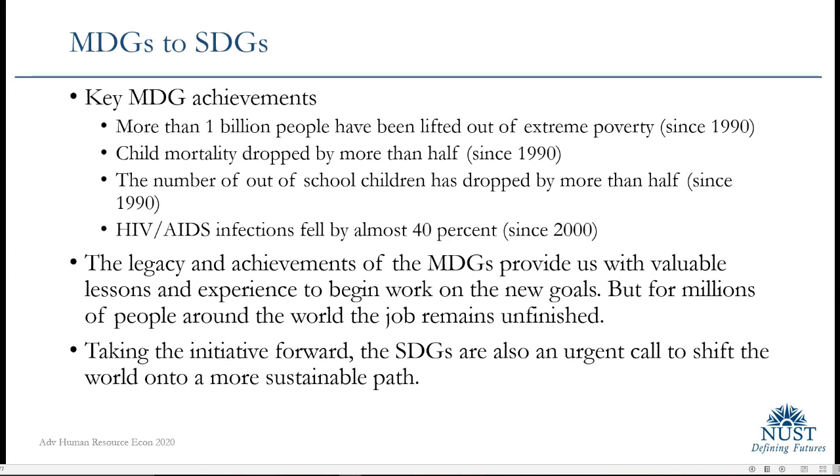Now, how much of this is attributable to MDGs? This is up to debate. Child mortality dropped by more than half since 1990. Again, attribution has to be made carefully. But one thing is for sure, that what MDGs managed to do was to bring everyone on the same page with the same end goal in mind, even though their policies and strategies to reach those goals were very different, but they had a similar goal post to reach.